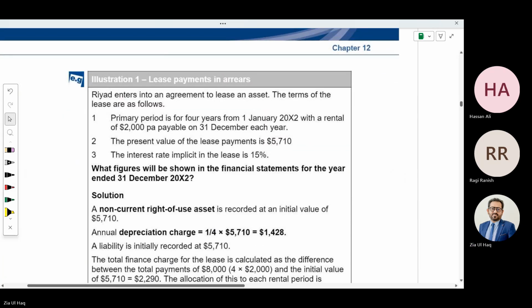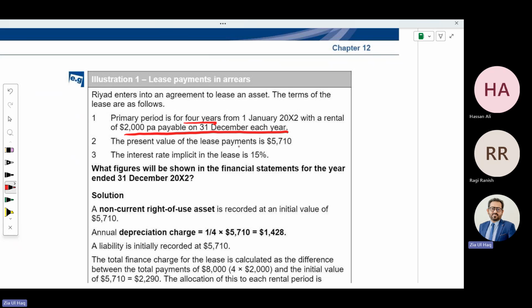Illustration. Riyadh enters into an agreement to lease an asset. The terms of the lease are as follows. Primary period is for 4 years from 1st January 20x2 with a rental of 2000 per annum payable on 31st December each year. This is the payment that we need to make at the end of each year. 31st December means end of each year, not start of year.